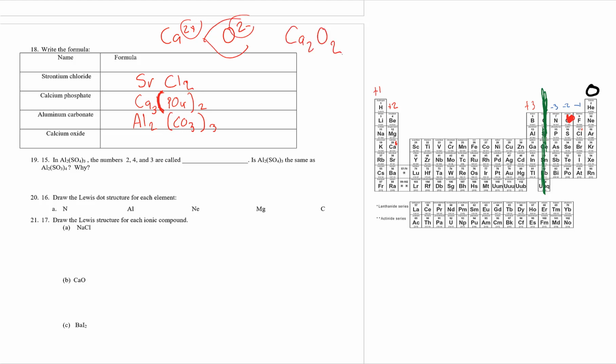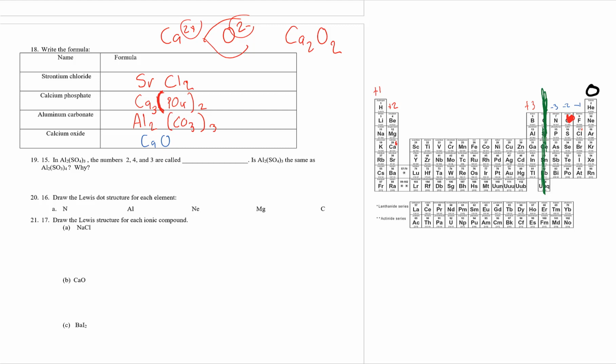But remember, these aren't actually numbers. It's not like you only have 2 calciums and 2 oxygens. It's a ratio in a crystal, right? And a ratio of 2 to 2 is the same as a ratio of 1 to 1. So you simplify, and in this case, calcium oxide is just CaO.